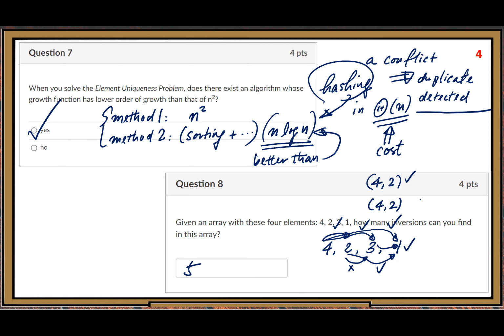Then you do not count it right. So the second time, you cannot count it another time. Okay.